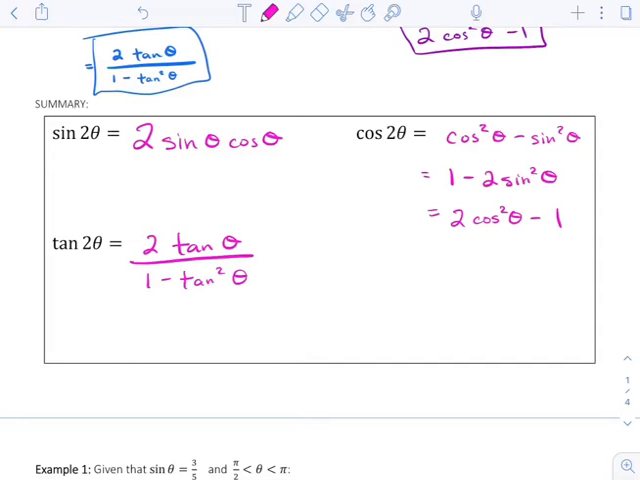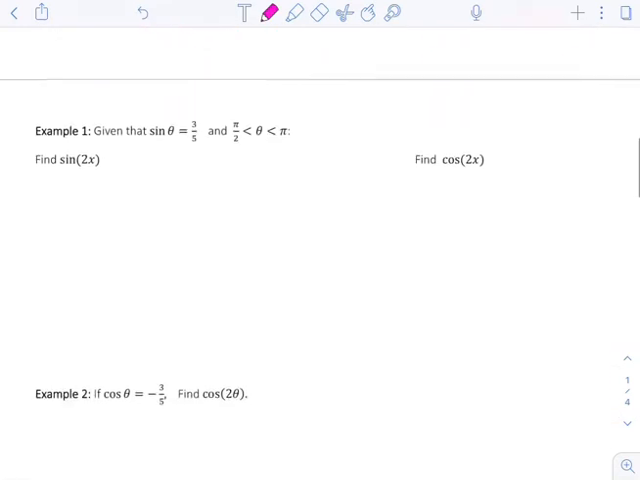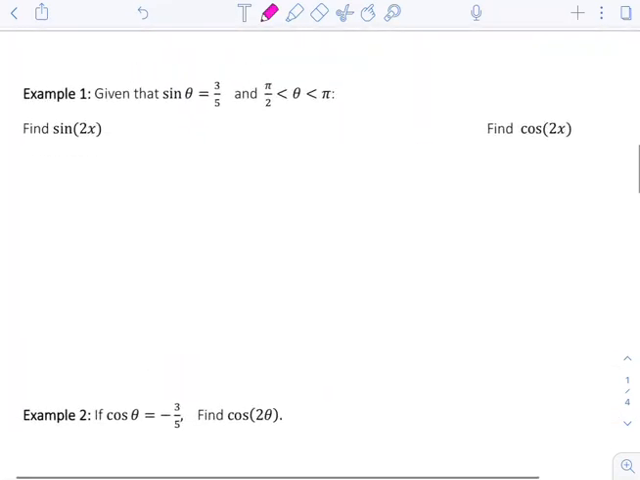So we're going to go through some examples. The first one says, given that sine is equal to 3 over 5, and we are in the second quadrant.